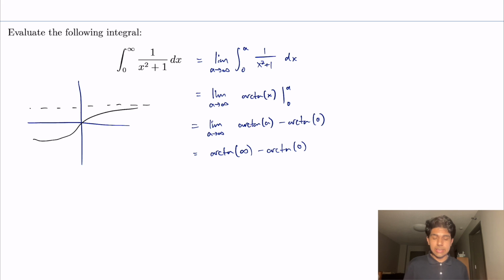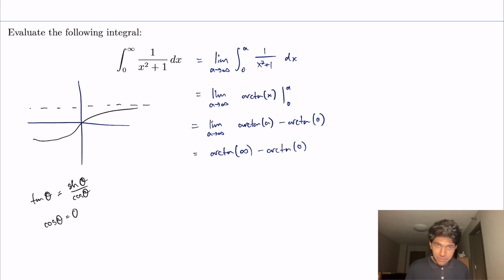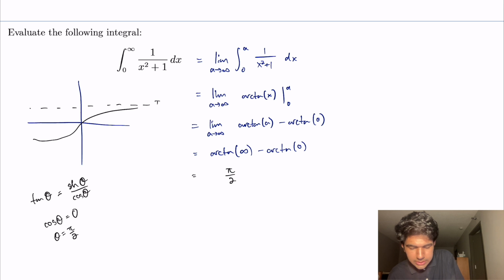Another way of thinking about it is arctangent is inverse tangent, so I would think, tangent of what angle yields infinity? Well, tangent of theta is equal to sine of theta over cosine of theta, and if I want tangent of theta to reach infinity or become a really large number, that means I want my denominator to be as small as possible. So essentially I want cosine of theta to be equal to 0, and that occurs when theta equals pi over 2.